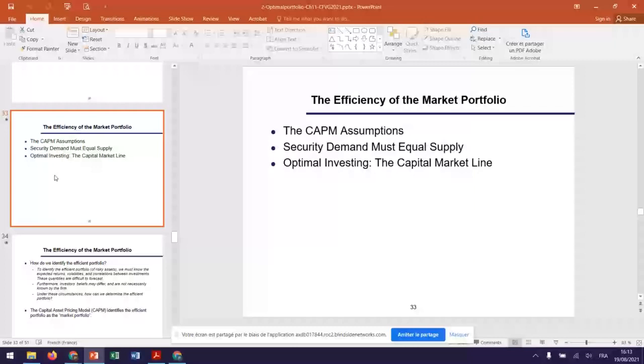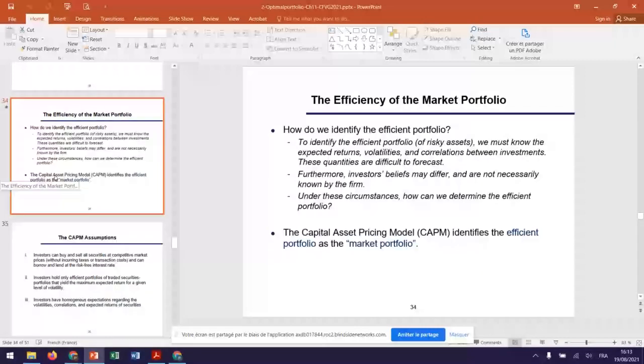How do we identify the efficient portfolio? To identify it, we must know the expected return, volatility, and correlation between investments. These quantities are difficult to forecast. Further, investor beliefs may differ and are not necessarily known by the firm. Under these circumstances, how can we determine the efficient portfolio? The CAPM identifies the efficient portfolio as the market portfolio. Basically, they use the market portfolio as a proxy for the efficient portfolio.